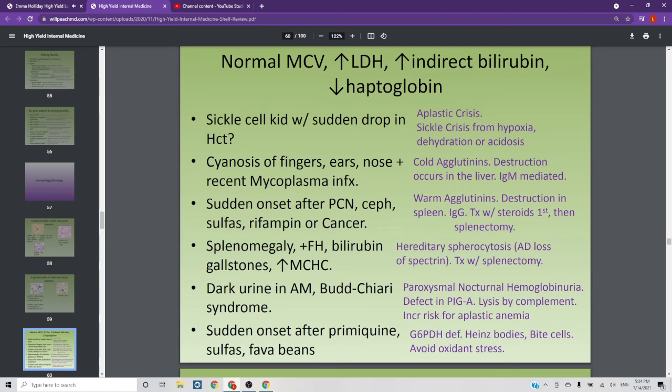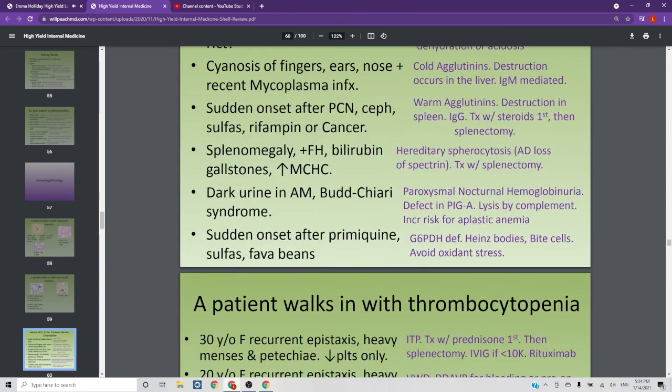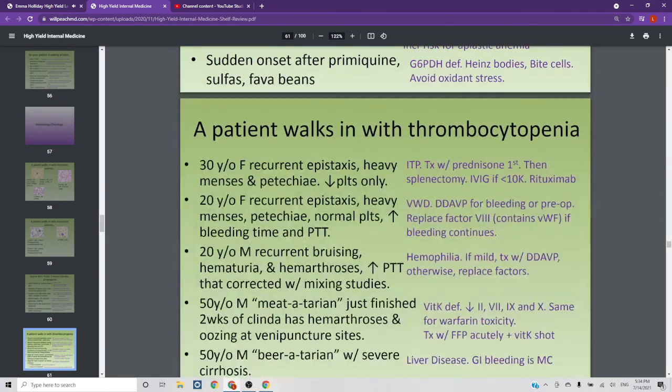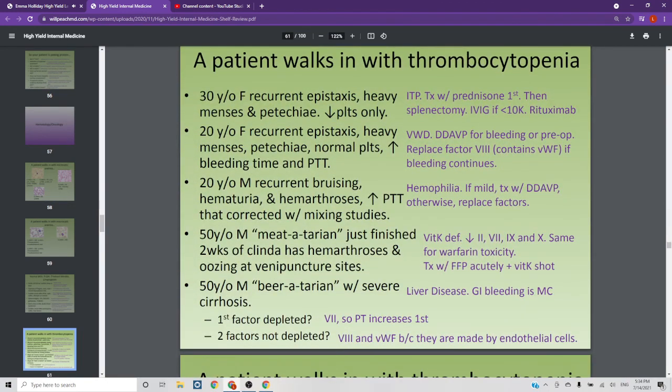What if it's a young woman with recurrent epistaxis, heavy menstrual bleeding, petechiae, but the bleeding time and the PTT are high? Ooh, not DIC. Von Willebrand's, yes. So why is the PTT high in von Willebrand's? Yeah, because von Willebrand's is bound to factor 8. Very good. So now I've got a 20-year-old male who's got recurrent bruising, hematuria, hemarthroses, elevated PTT, and we correct it with mixing studies.